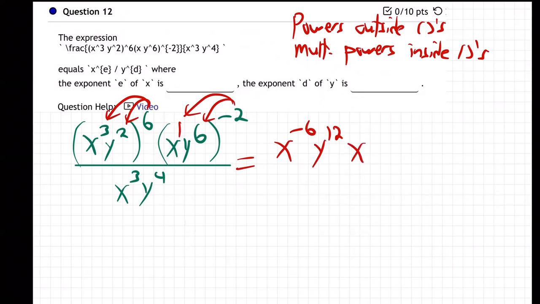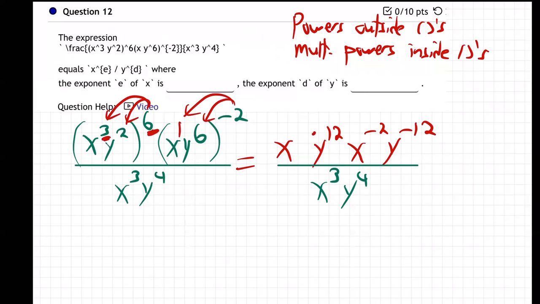And the next one is X to the minus 2, Y to the minus 12, over. And the bottom is still just X to the 3rd, Y to the 4th. So the parentheses are gone. So powers outside, those 2 powers outside parentheses. Oh, wait a minute. What did I do? I did that wrong. Should have been 18. What am I doing there? 6 times, I'm just totally messing up, right? 6 times 3 should have been 18, right?